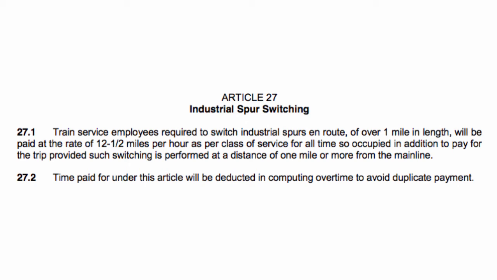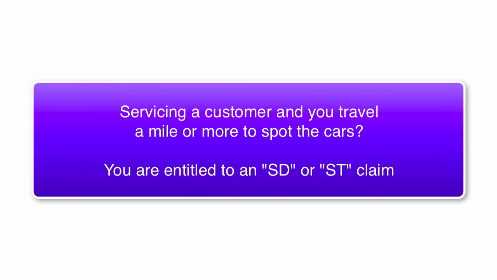Article 27, industrial spur switching. Train service employees required to switch industrial spurs en route of over 1 mile in length will be paid at the rate of 12.5 miles per hour as per class of service for all time so occupied. In addition, paid for the trip provided such switching is performed at a distance of 1 mile or more from the main line. This is your SD or ST claim codes for industrial switching.